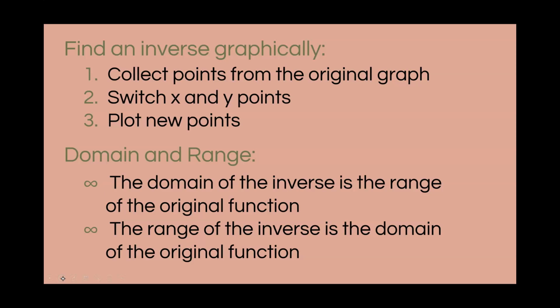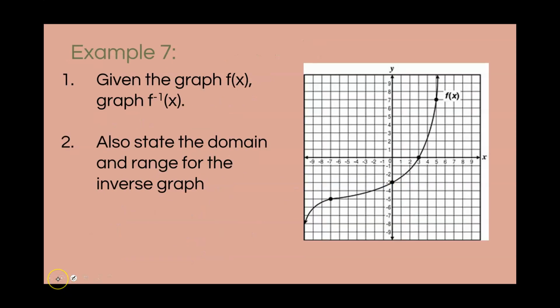Okay? Let's do some examples. We're going to do some examples with domain and range first, and then we're going to do some more questions on the inverses. So first, given the graph f of x, I want to graph f inverse of x. It tells us to first collect our points. We'll see we got 1, 2, 3, 4 points. That's good. So we collect our points, we make our table.